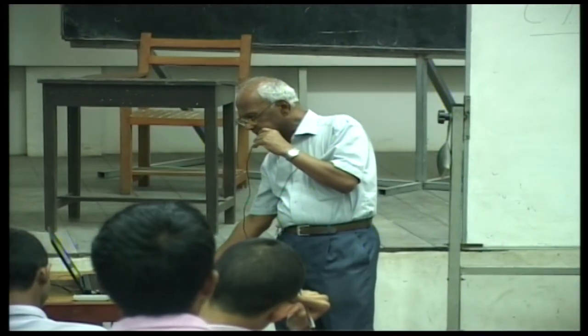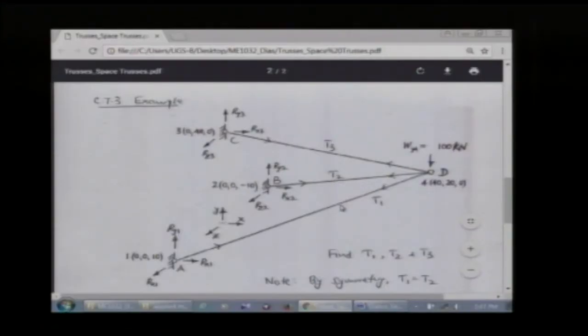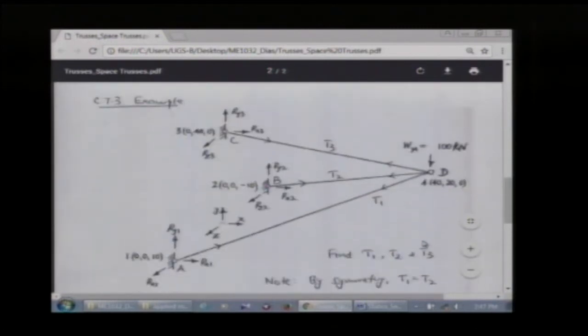Now, anyway, if you look at this structure, we will find that T2 and T1, the entire structure is symmetrical about CD, right? So the force in this should be equal to the force in that. So that's why we have said if I mark this T1, T2, and T3, T1 and T2 will be identical by symmetry, right? So we only need to find T1 and T3. Wherever we find T2, we can put it as T1, right?